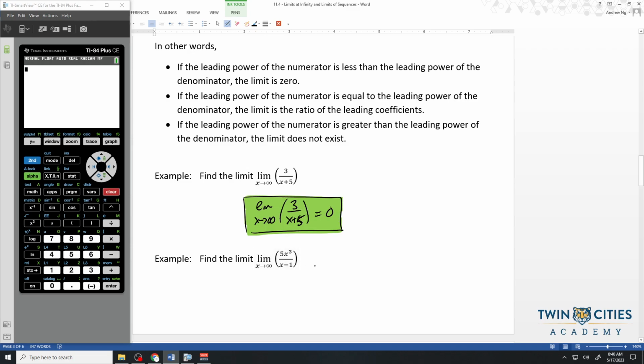Okay, for this one, I've got the highest power is x to the third on top. The bottom, I've got x to the first power. So the leading power of the numerator is greater than the leading power of the denominator. The limit does not exist. So I would say just does not exist, or you could say DNE. Okay, limit does not exist.